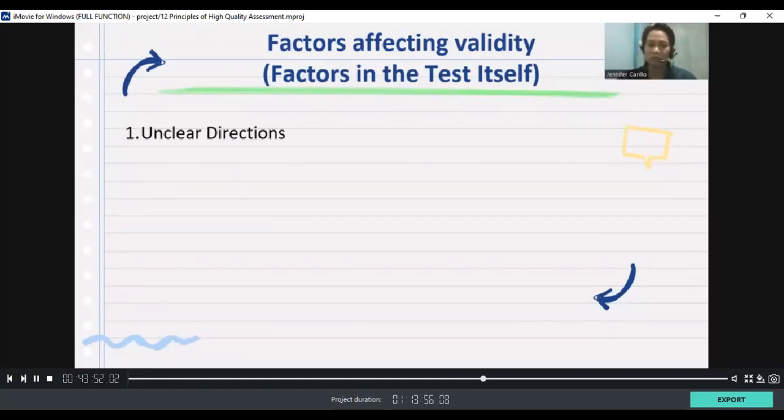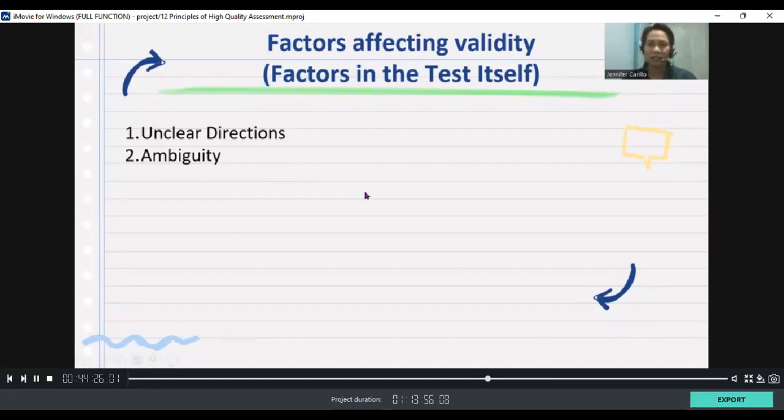For example, the students encircled, but your instruction was to underline. Okay, they will get a zero, the student. Okay, so you did not measure their actual performance, just because your directions are unclear. That's why it is also important that you orient the students on the directions, especially if there are corrections.